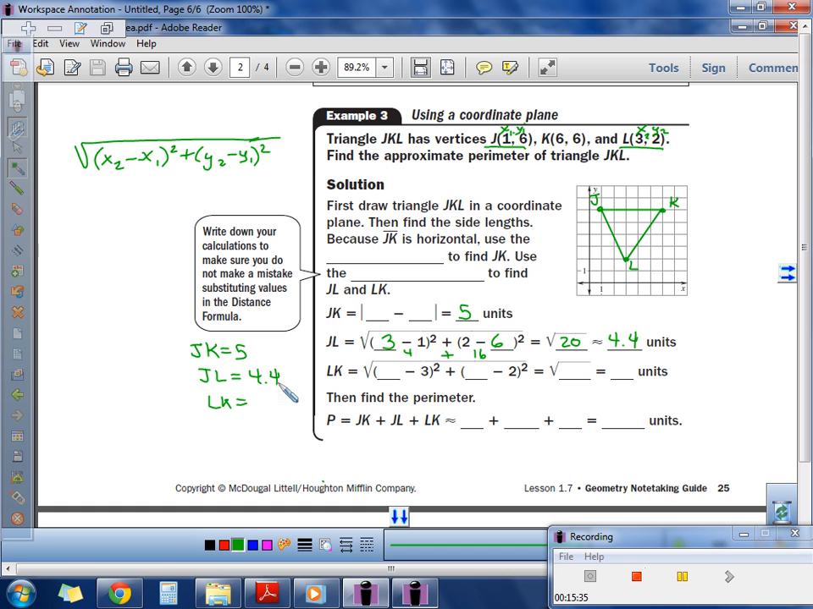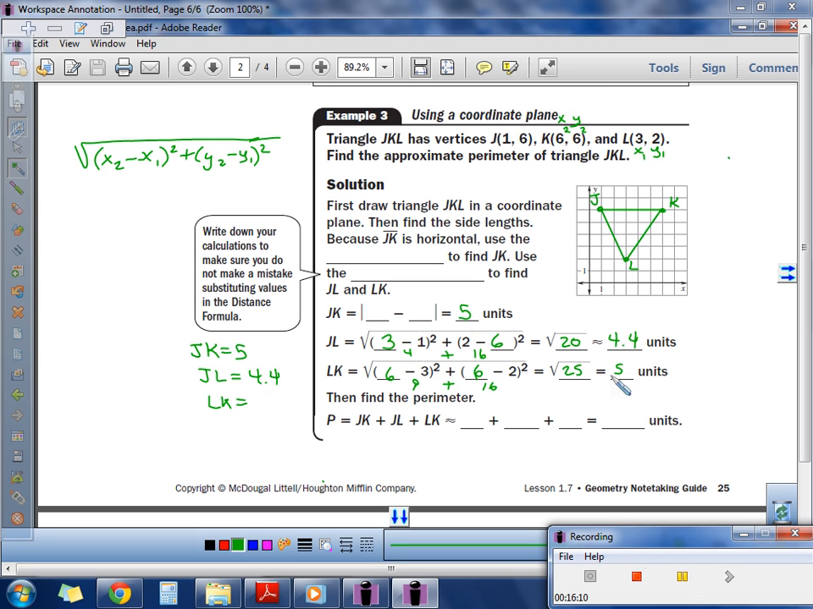Try to do the same thing for LK. I'll let you try it on your own. When you try this one on your own, you should relabel. It says LK, so I put L as the first point and K as the second point when I relabeled. Then I'm able to plug in 6 minus 3, and then 6 minus 2. These are some easy values to get. 6 minus 3 is 3. 3 squared is 9. 6 minus 2 is 4. 4 squared is 16. Add those values, and you get square root of 25. Type in square root of 25, and you get 5.